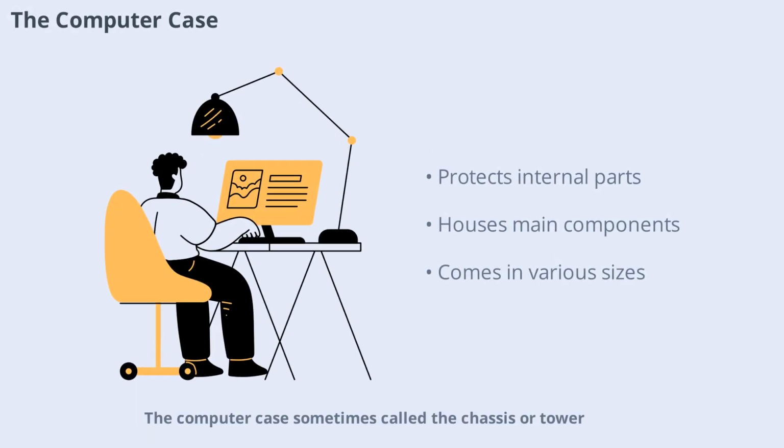Computer case, sometimes called the chassis or tower, is the enclosure that houses most of the components of a computer. It provides protection and helps organize the internal parts. Cases come in various sizes and styles, from compact desktops to large towers. Inside the case, you'll find the motherboard, power supply, storage drives, and more. The case also includes ports for connecting external devices and usually has fans to keep everything cool. Next, let's look at what's inside the case.